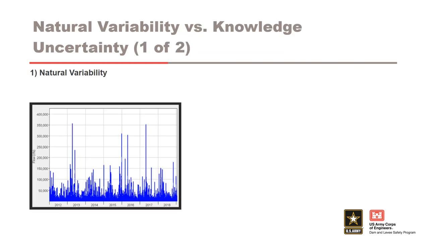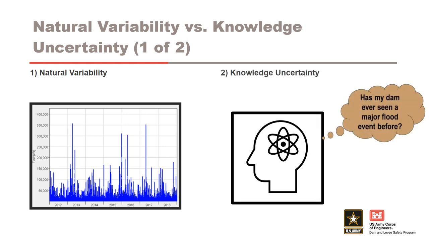For example, in the plot on the left we can see the natural variability of inflow volume over time. We can't reduce the amount of variability we see in inflow volume, but we can understand it. Examples of knowledge uncertainty can encompass things like: how accurate our hydrologic model is at predicting flood events, whether a truly major flood has occurred in our watershed, how closely a gauge was able to measure the true flow or precipitation value, or how much gauge data we have available. These are examples of knowledge uncertainty, which can be reduced with further study and measurement.